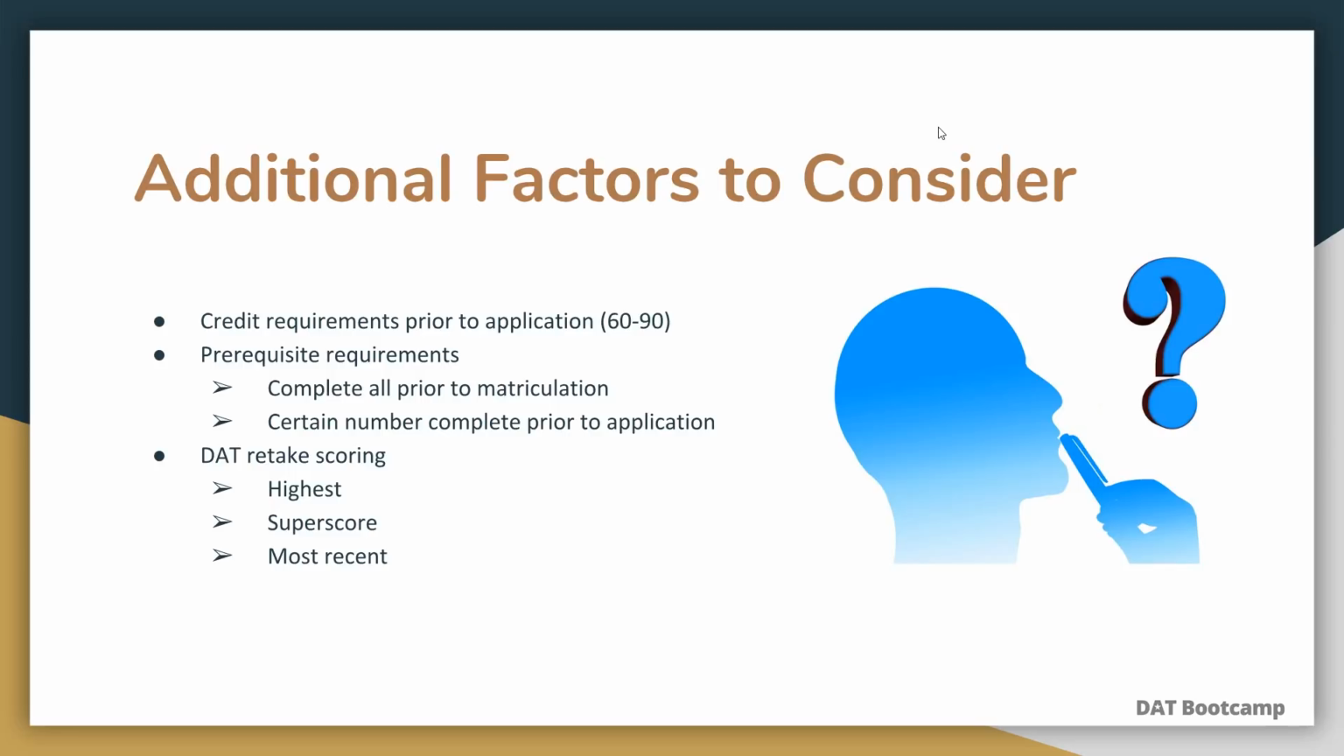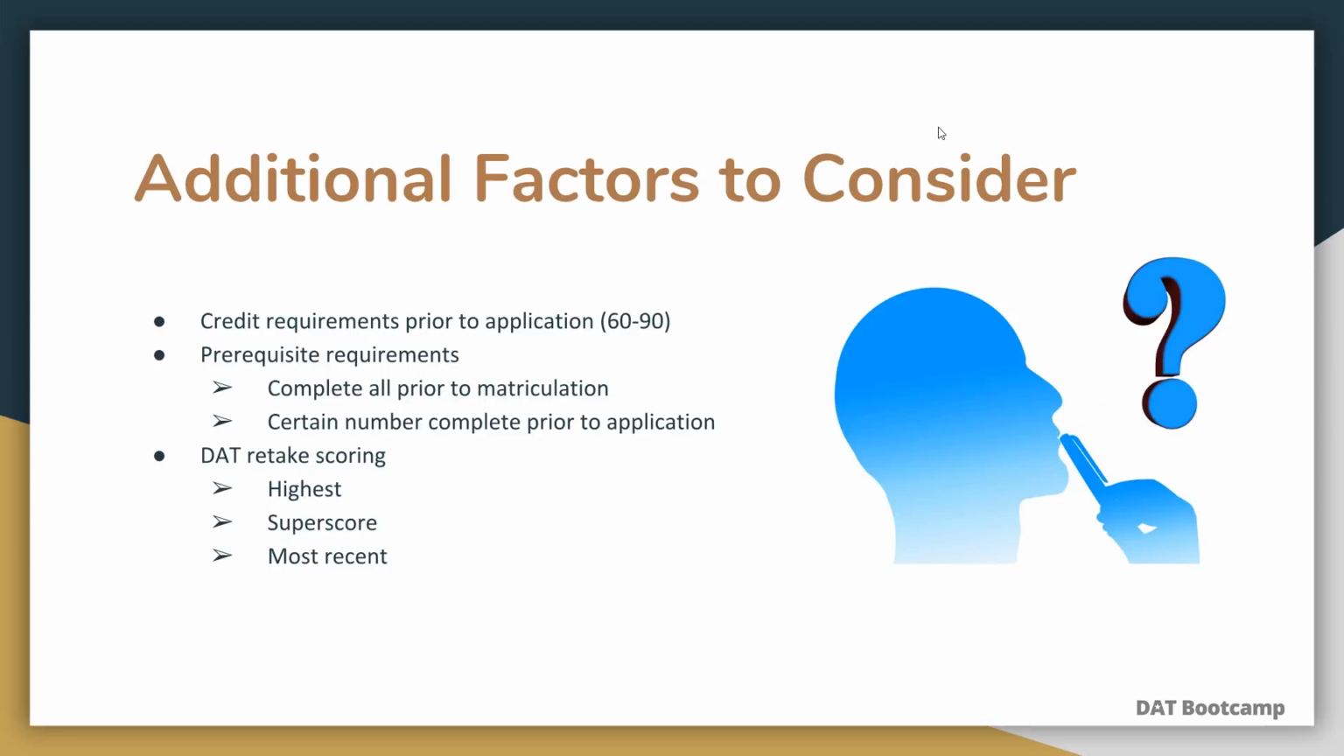As I mentioned earlier, ensure that you have the credit requirements prior to your application. Some schools will actually allow you to apply in your second year, right? So that way you can apply after you finish your third year. Make sure you're meeting all prerequisite requirements. Most schools are going to allow you to complete your prerequisite requirements prior to matriculation. Other schools want to see a certain amount of prerequisites complete prior to your application. I know, for example, Pittsburgh wants to see the majority of your prerequisite courses complete prior to your application, so you'd have to reference the exact amount from them.